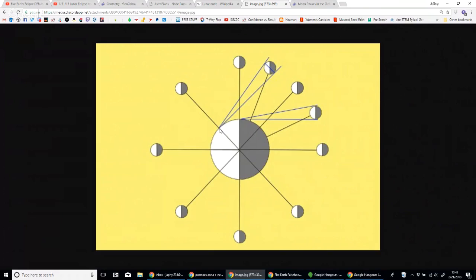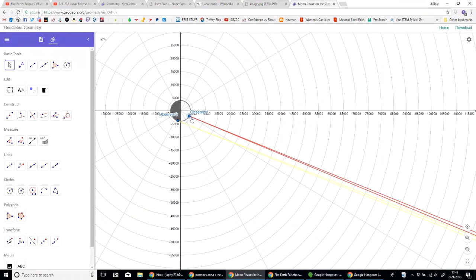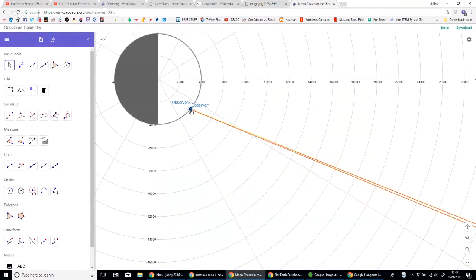So what we're going to do is put our observers here. It looks like it's at the 45 degree mark. Yeah, so we're going to go to about 45 degrees. We're going to put both of our observers there. Okay. So they're seeing the same thing. Both of our observers are there.